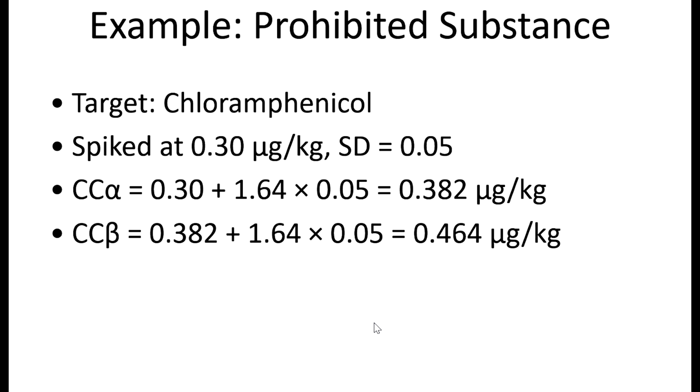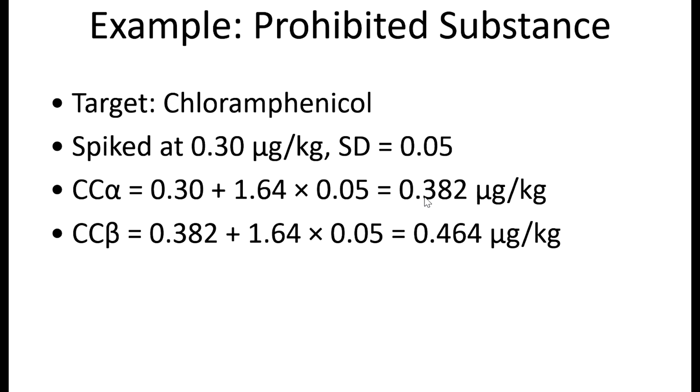How to calculate this? The target compound here in this example is chloramphenicol. The minimum required performance limit for this is 0.3 microgram per kilogram. So you will spike 20 samples at this level of concentration, and you will determine the standard deviation. From the standard deviation, you will first calculate CCalpha, which is equal to the minimum required performance limit for this compound that you spiked in the samples, plus 1.64, this is a factor, multiplied by 0.05, which is the standard deviation, equal to 0.382.